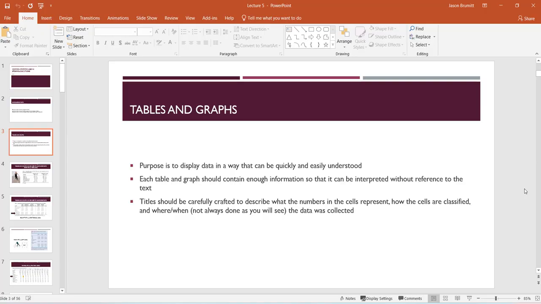Each table and graph should contain enough information so that it can be interpreted without reference to the text. Titles should be carefully crafted to describe what the numbers in the cells represent, how the cells are classified, and where and when the data was collected.